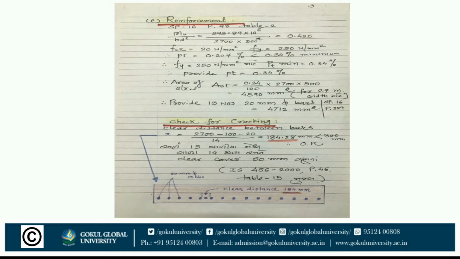So we get 4590 mm square. Therefore provide, using the code SP 16 page number 229, 15 number of bars, 20 mm diameter, area will be 4712 mm square, which is more than requirement.